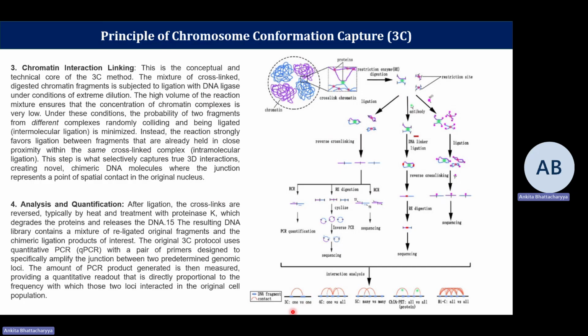So you have 3C, which is a 1 versus 1 contact. You have 4C, which is 1 versus all possible contacts. 5C, which is many versus many. Don't worry, we'll learn about this in the next few slides. Kaya PET is for all versus all in contact proteins. Hi-C is all versus all again. So all of these techniques give you different sorts of information. We'll learn more about Kaya PET and Hi-C in tomorrow's class. Today, we are keeping it to these chromosome conformation capture methods.